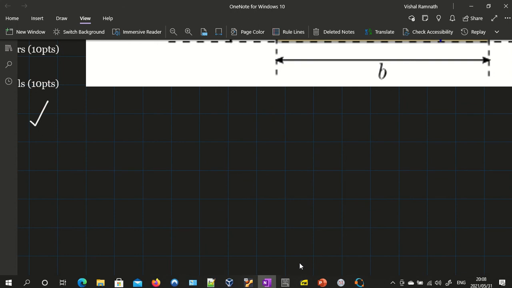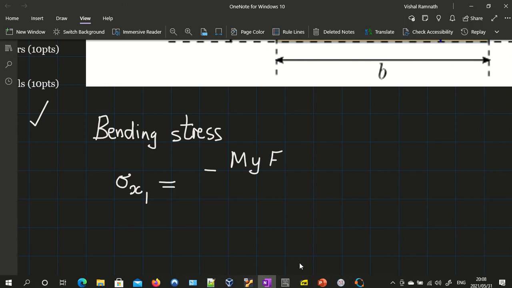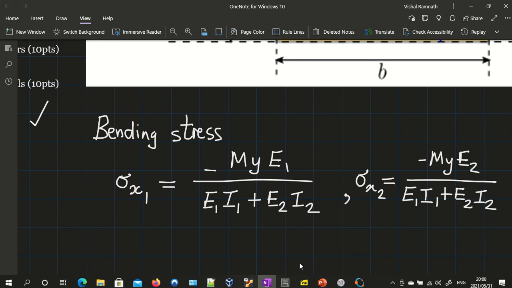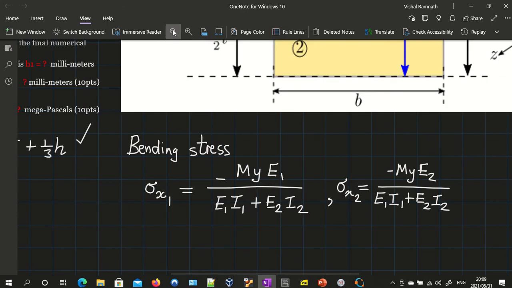Okay, what is the bending stress when there is an applied moment? Let's see if we understand what that means.